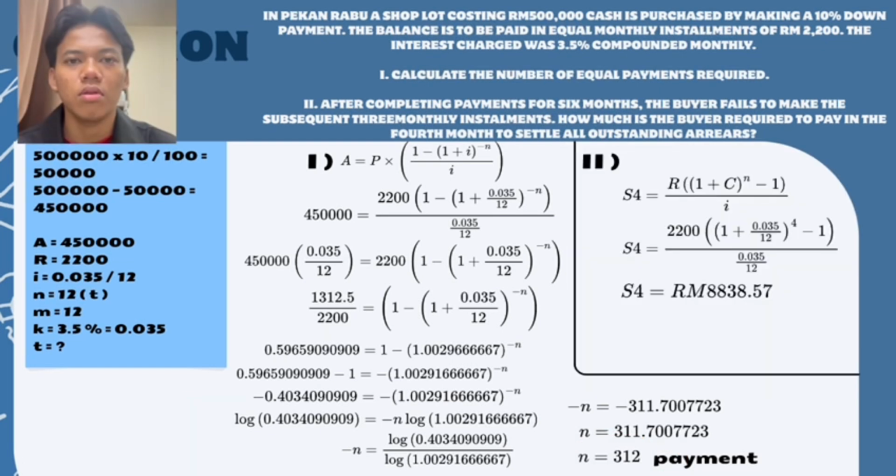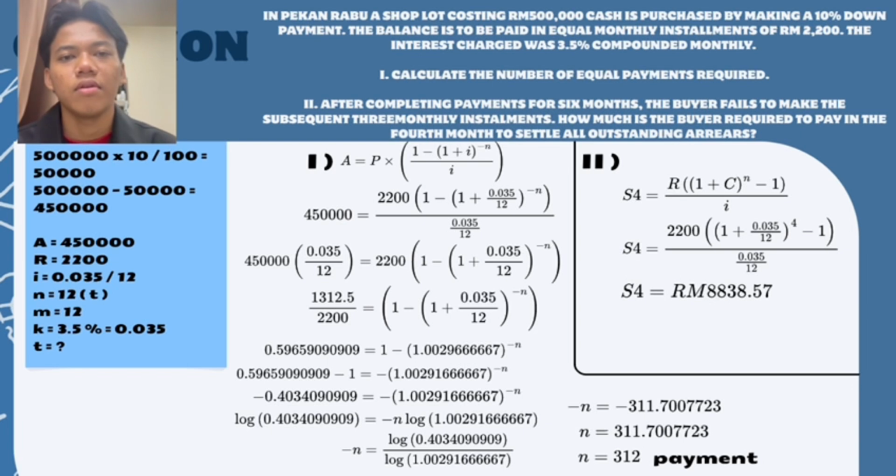So the next question is, after completing a payment for 6 months, the buyer fails to make the subsequent 3 monthly installments. How much is the buyer required to pay in the 4th month to settle all outstanding arrears? The first thing is, we use the formula S4 equal to R, (1 plus I) to the power of N subtract 1, divided by I. So we substitute the values that is S4 equal to 2200 multiplied by (1 plus 0.035 divided by 12) to the power of 4 subtract 1, and divided by 0.035 divided by 12.